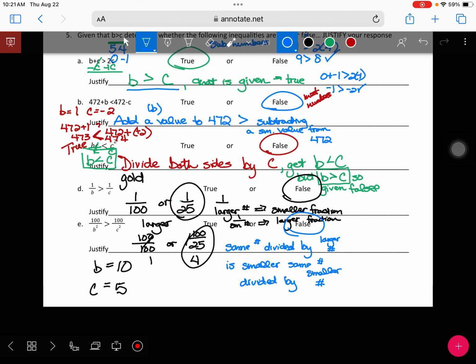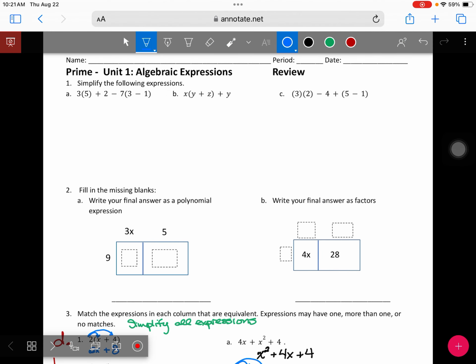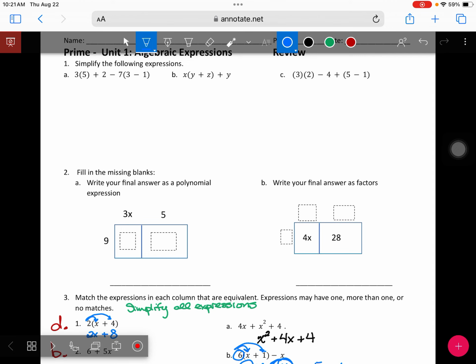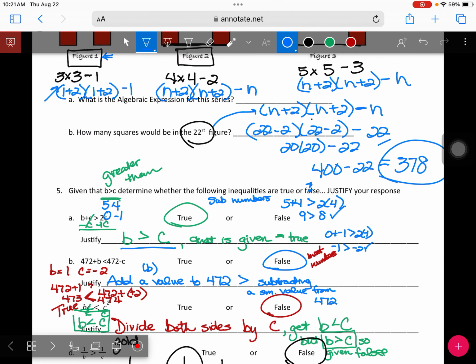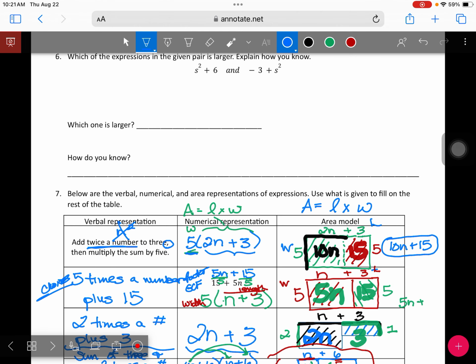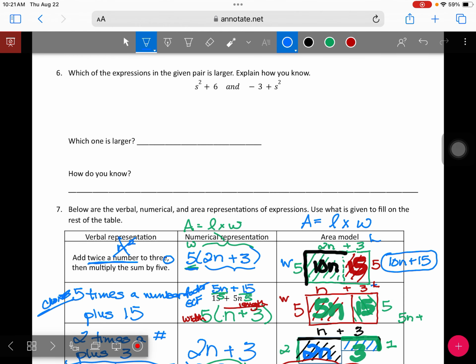Other questions on this review? Have we covered every, let's just do this one. I don't even know why this one's separate. It's a lot like what we just did. Which of these expressions is larger, s squared plus 6 or negative 3 plus s squared?